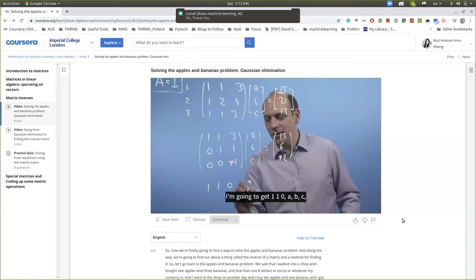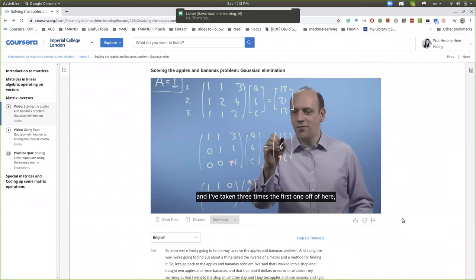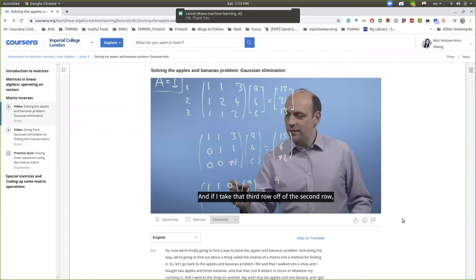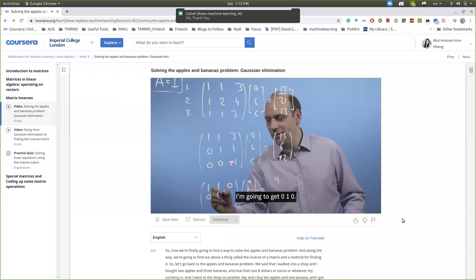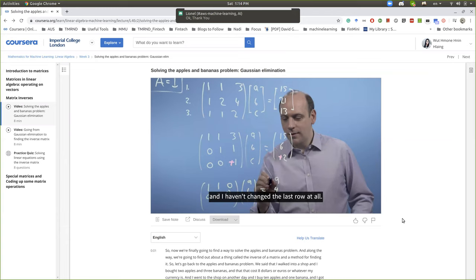And I've taken 3 times the first row off of here, so I've taken 3 2s off of here, so I'm going to get 9. If I take that third row off of the second row, I'm going to get 0, 1, 0. And I've got 2 off of 6 is 4. And I completely haven't changed the last row at all.